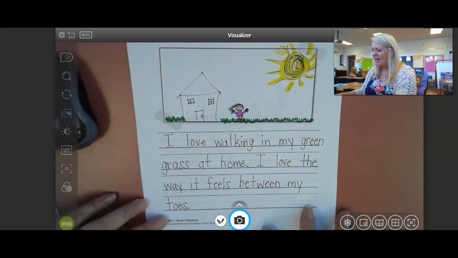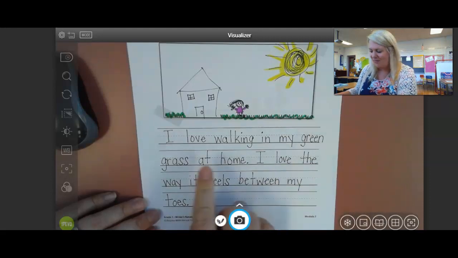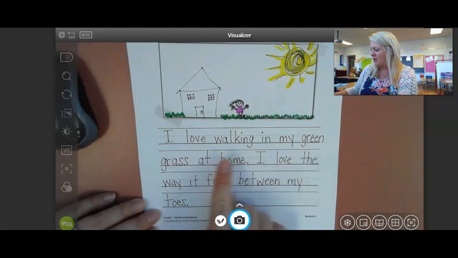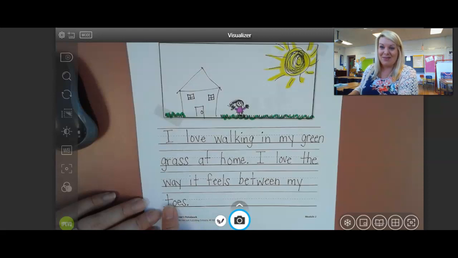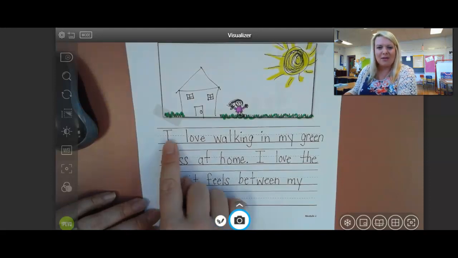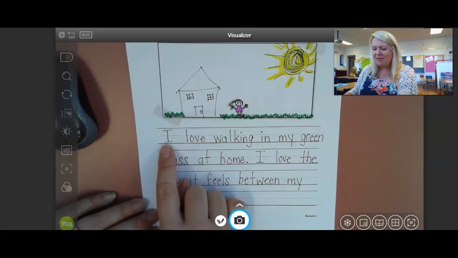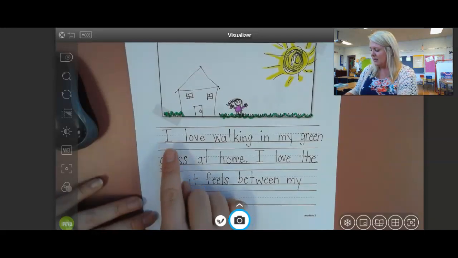So I'm looking at my first page, and this was about walking in the grass. Let's read it and see if there needs to be any editing or revising. I love walking in my green grass at home. I love the way it feels between my toes. I started my sentence with a capital letter up here. It's frozen. I have the capital letter I, so it's a pronoun. I'm talking about myself, but it's also the beginning of my sentence, so it has to be capitalized.